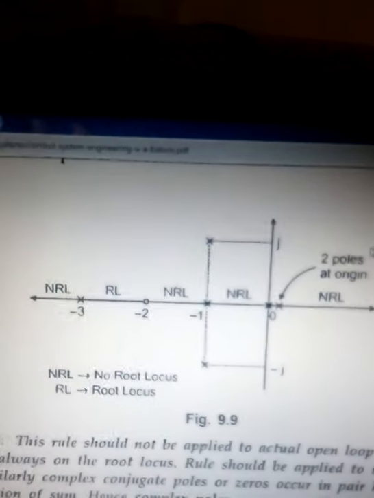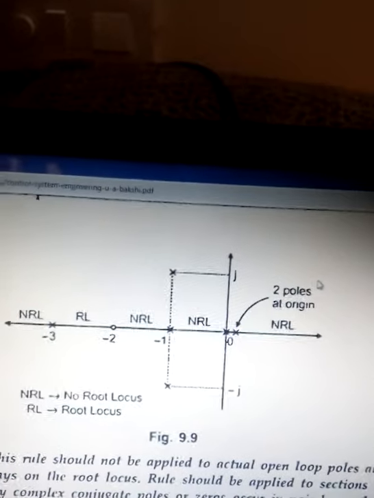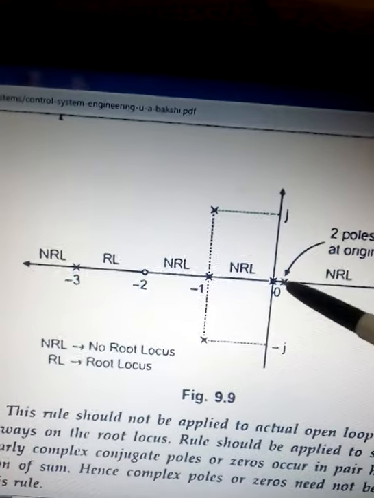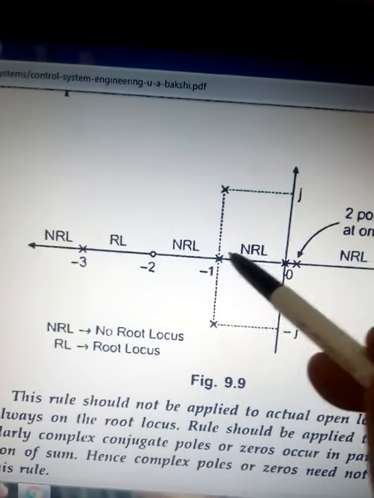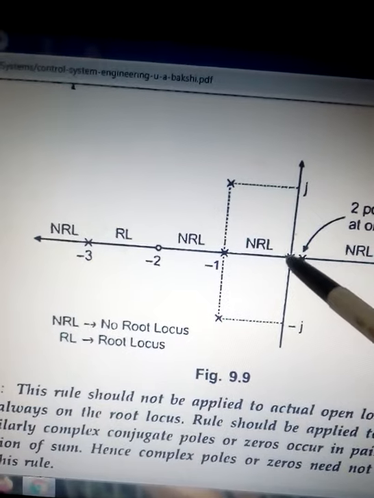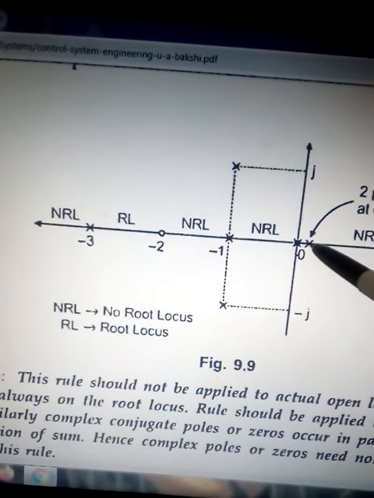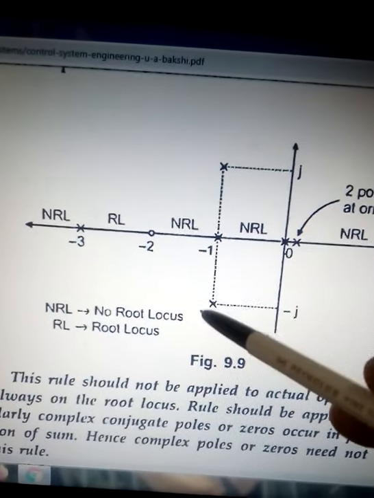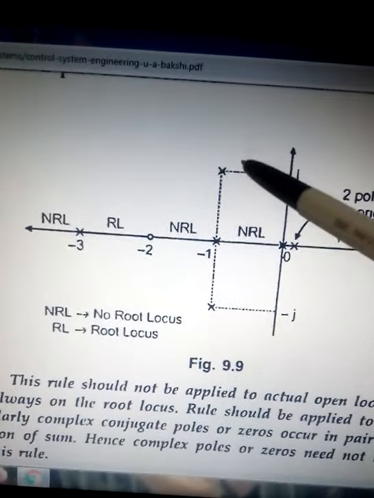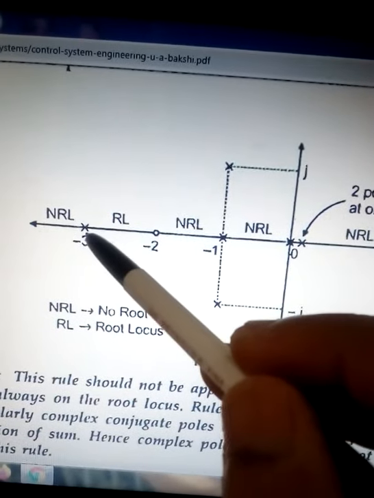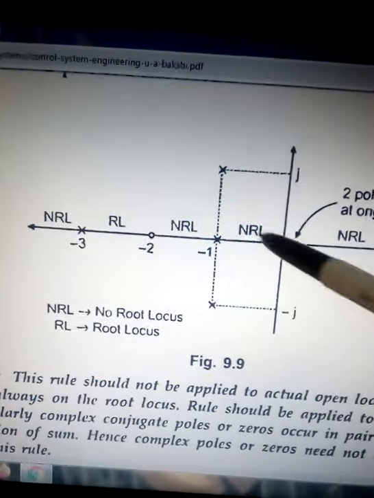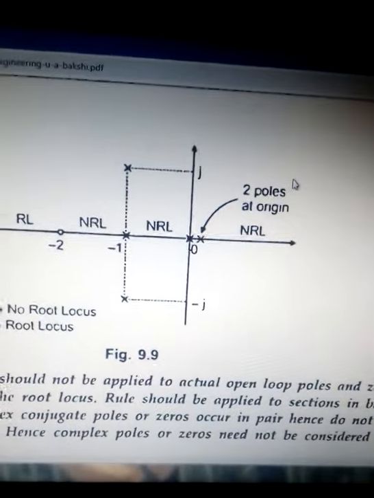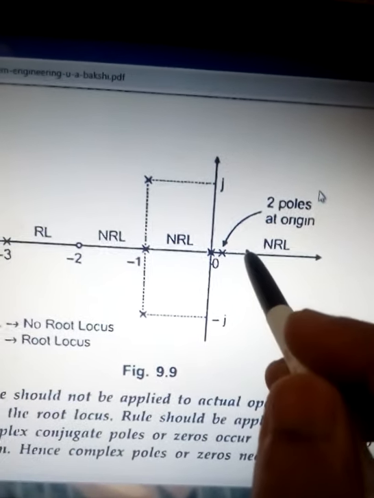Again, first we need to show the poles and zeros on the s plane. So how many poles have we got? s equal to 0, s equal to 0, 2 poles, and 2 complex poles, -1 plus j and -1 minus j. So 1, 2, 3, 4 poles, and one more at s equal to -3. Then I got only one zero at s equal to -2. So next I need to check for the root locus here.